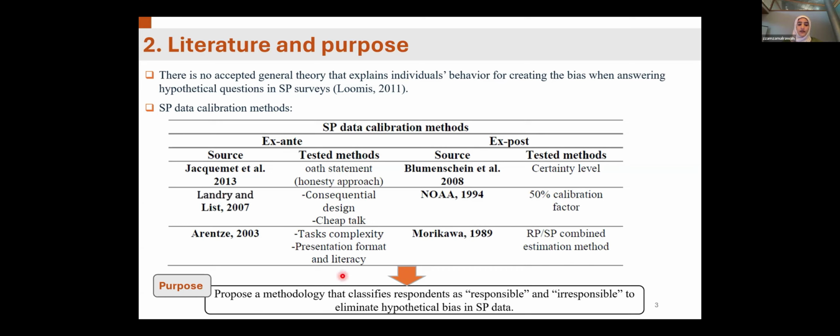And here comes the importance of this research, which is to propose a methodology that could classify respondents into two groups. We named them as responsible and irresponsible respondents. And the aim is to eliminate hypothetical bias, which means once we could segment those respondents into a irresponsible group, you could eliminate them from the data analysis, so we can have more accurate final results.